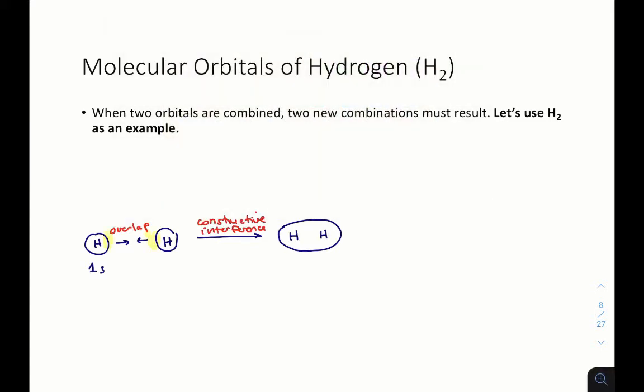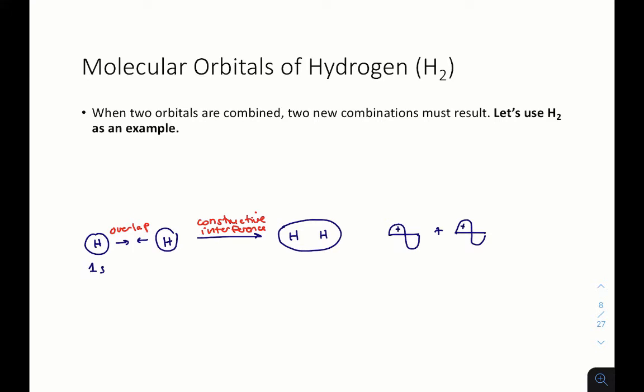So these regions come together, they overlap, and they constructively interfere to make this new orbital. I drew out what I mean by constructive interference last time with these simplified wave functions. So we can imagine that we have two waves coming together. I'm going to add them up, and they're in phase.